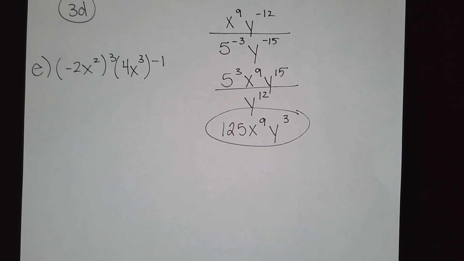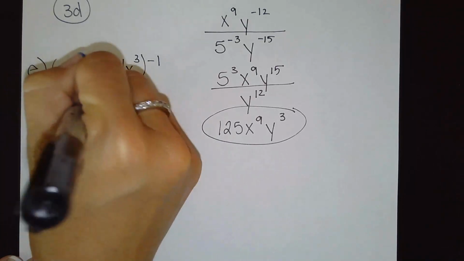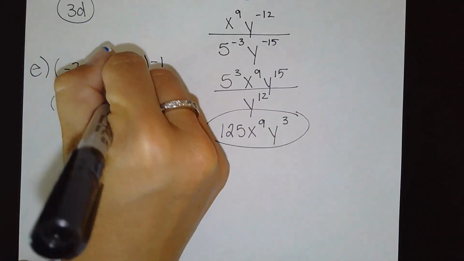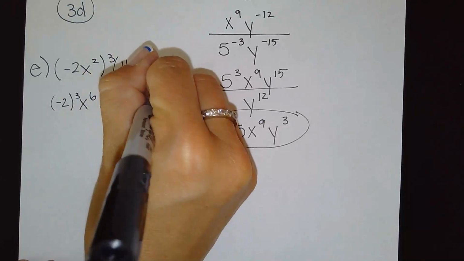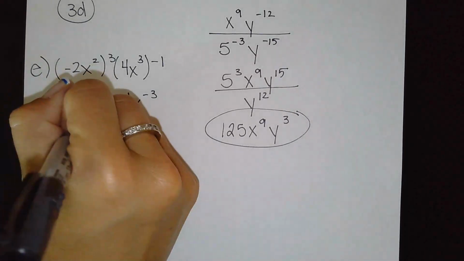Okay, so it appears that most of you took these as two terms and did some distributing of the power. So this would give me negative 2 cubed x to the 6th. How many people started there? And then this one times 4 to the negative 1 x to the negative 3. I'm going to deal with these as individual pieces, right? So negative 2 cubed is going to leave me with a negative 8.